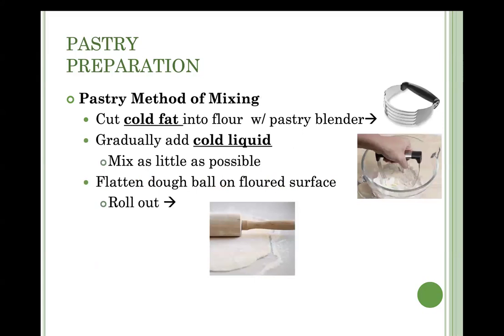So the pastry method of mixing, we have our pastry blender over here. This guy with the little blades on it. You want to cut the cold fat into the flour. You can cut the butter beforehand in small pieces, but when it says cutting the fat into the flour, you're basically mixing it in until it looks like cornmeal or sand. You want to gradually add your cold liquid and mix as little as possible, and then you flatten your dough onto a floured surface and roll it out.